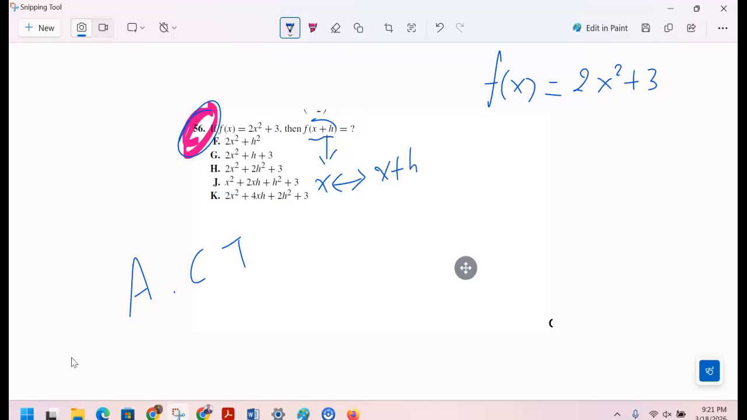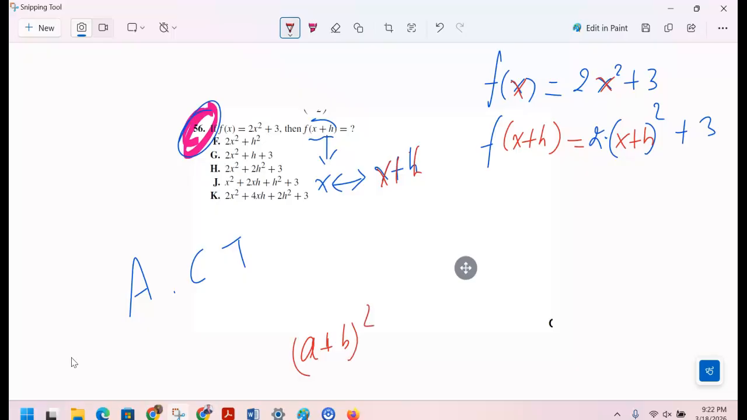So all you do is you replace this x, red color, by x plus h. So I'm going to write f of x plus h equals 2 times you square whatever that x plus h is. So this is x plus h. And next, what is (a plus b) whole squared? You square the first, then multiply these two and double them, and plus the b squared. So this is the formula.